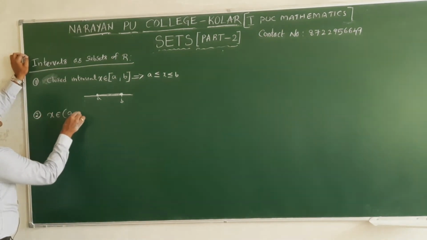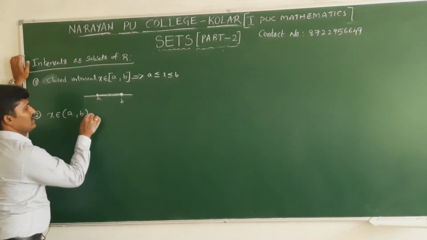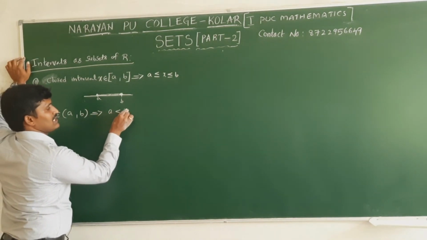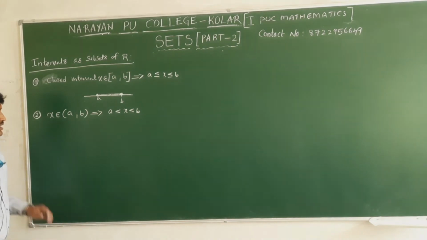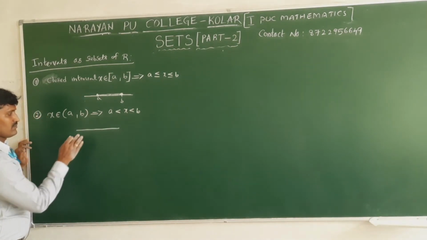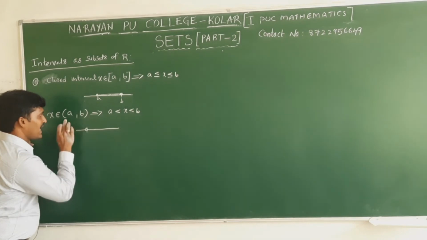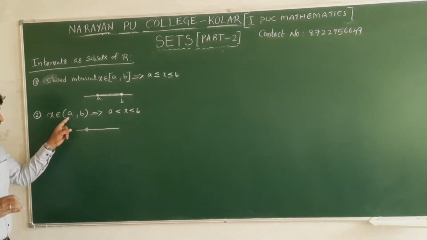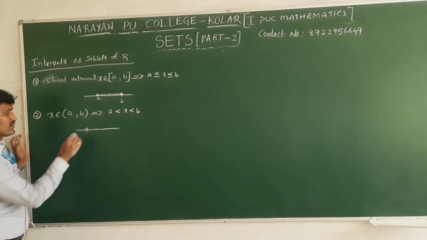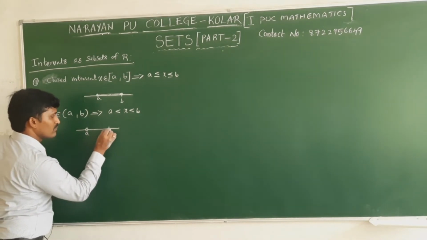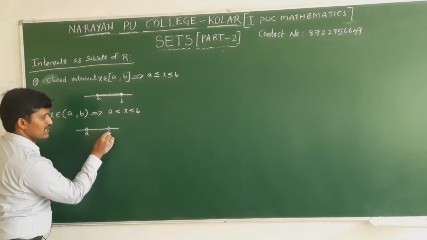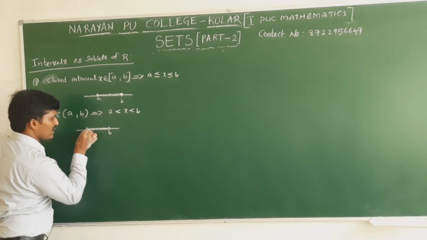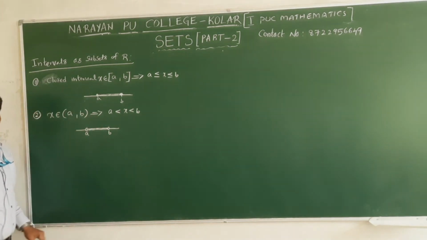Next, the second one. X belongs to the open interval (A, B). Here, how to write it as an inequality symbol: A is strictly less than X, which is less than B. How to represent this on the number line? A and B should not be taken, because an open bracket means A and B are not included. X should not take A or B. In between A and B only we need to take. This is A. The open circle means this point is not included, but in between A and B is included. What I am shading is the solution of X, the possible values.